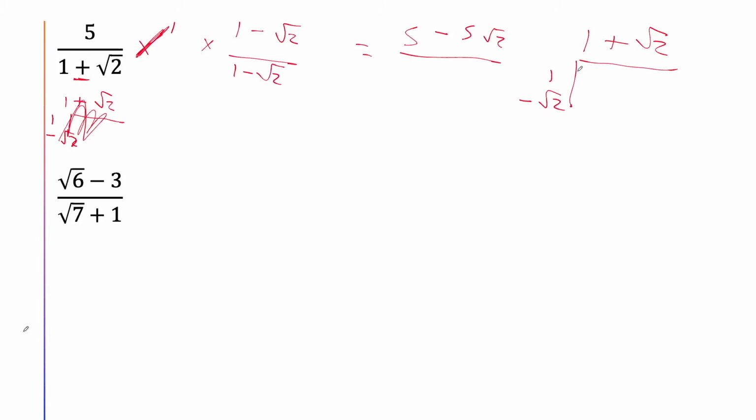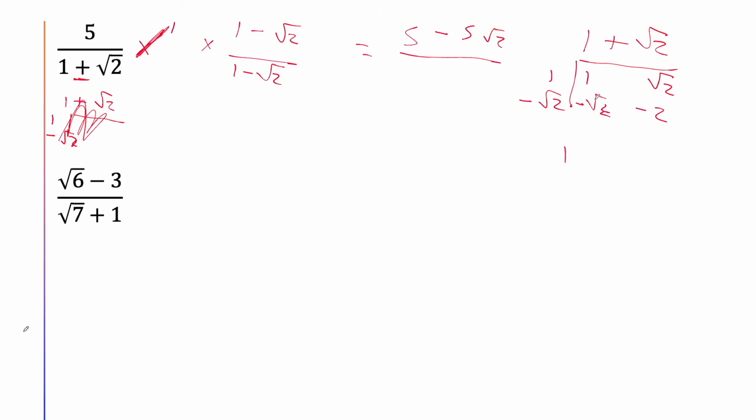1 times 1 is just 1. 1 times root 2 is just root 2. 1 times root 2 again, except it's minus root 2. So 1 times minus root 2 is minus root 2. And root 2 times minus root 2 is minus 2. So this can be simplified.